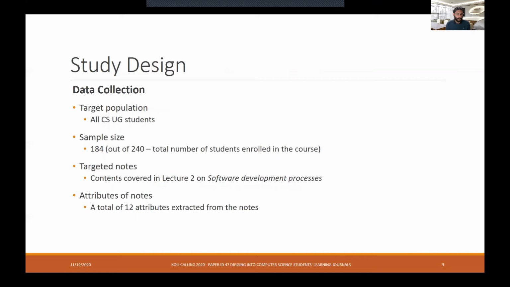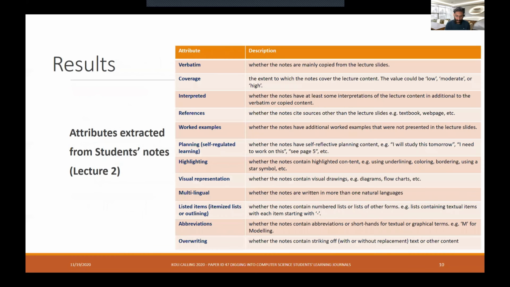There were in total 12 attributes that we went after. These attributes were extracted on the basis of authors going through different parts of the notes and looking at different facets of the notes and then coming up with the attributes and the sub attributes. So this is the list of all those 12 attributes.